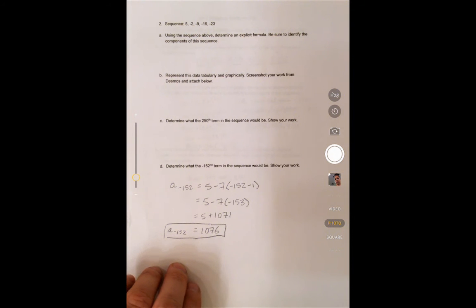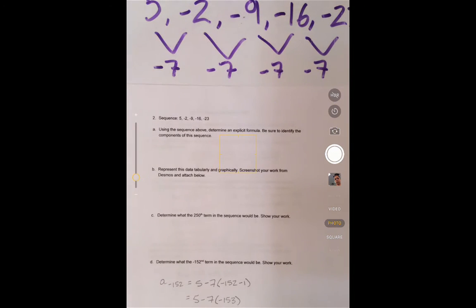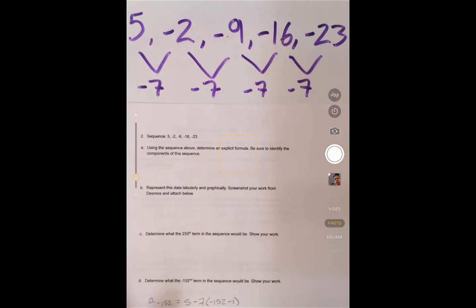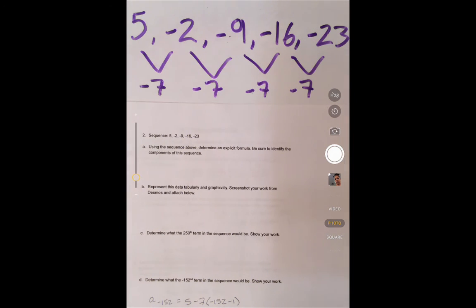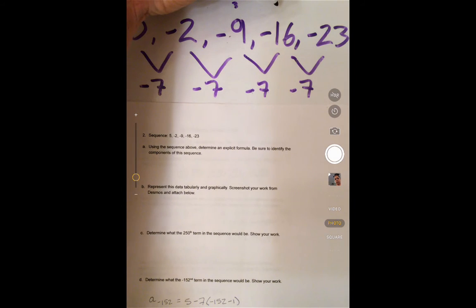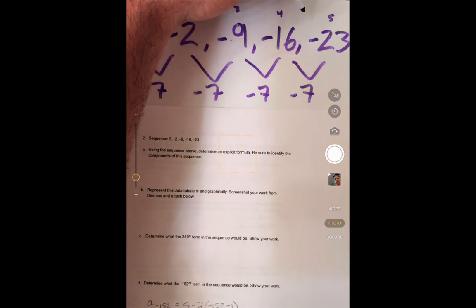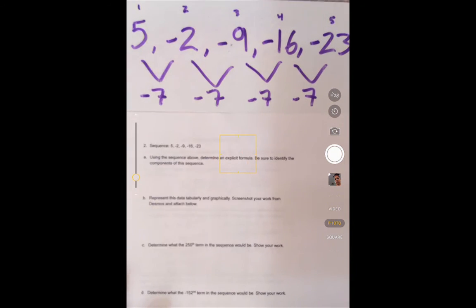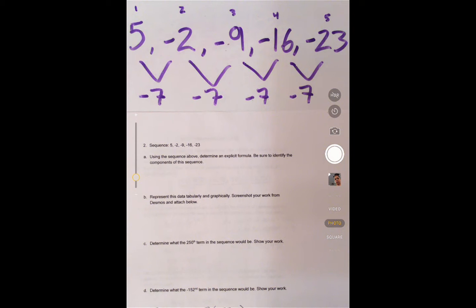We have the sequence 5, -2, -9, -16, and -23. So using that sequence, your task was to determine an explicit formula and identify the components. Clearly, hopefully you picked out that the common difference is going to be -7. Okay, we have our sequence here. As we move from the first term to the second term to the third term to the fourth term to the fifth term, we are subtracting 7 each time. Okay, that's our common difference, negative 7.